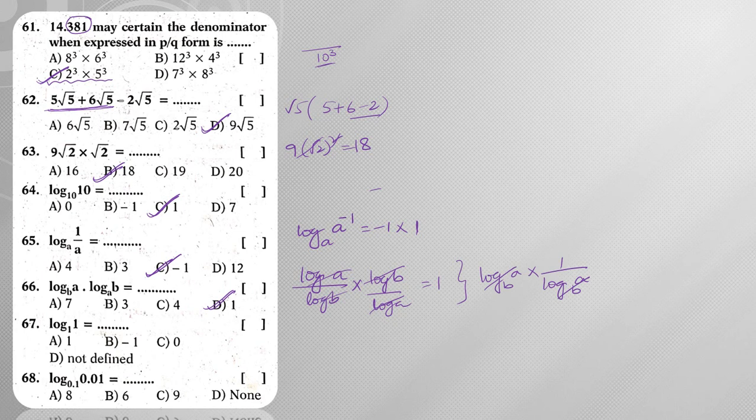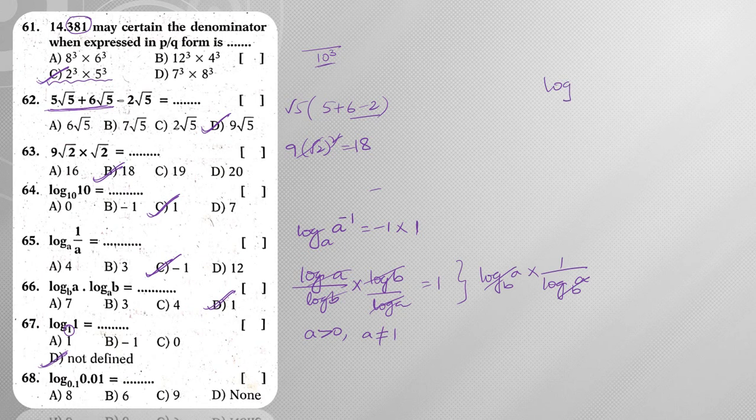Next, log 1 to base 1. Already from the definition of logarithm we have a should be greater than 0 and a should not be equal to 1, so here it is violating the rule of the base equal to 1, hence it is not defined, right? So those things we need to remember, right?